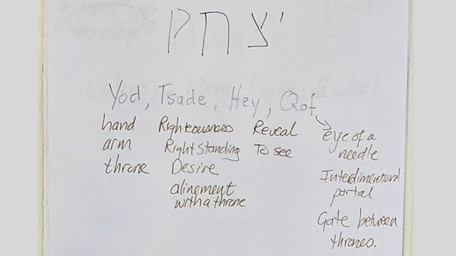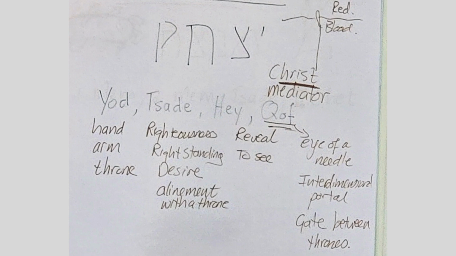So if you look at the eye of a needle, you will know it's got a thread going through it. That thread is always red, which talks about blood. So you cannot go through a gate interdimensionally unless there's blood. So for us to go through the door, the eye of the needle, back to the throne of the Father, there's the blood of the Lamb.